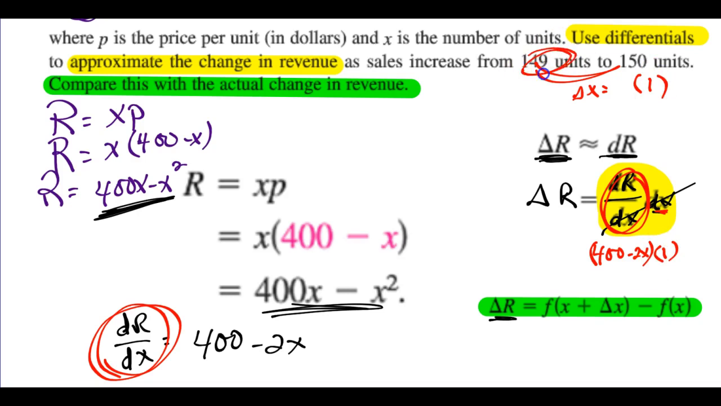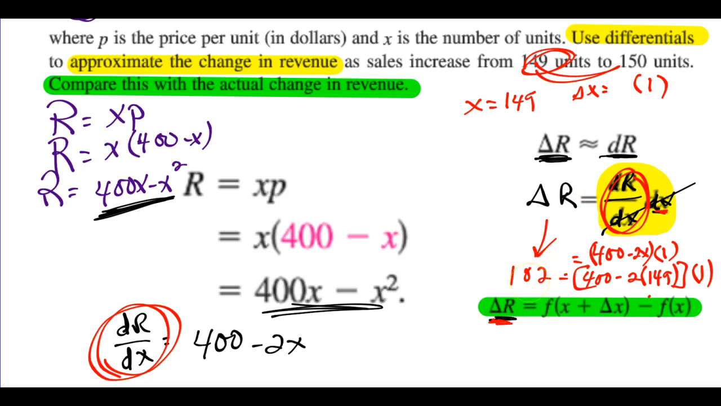And we know x starts at 149. So I'm going to plug in 400 minus 2 times 149 times 1. And I have a nice dR value. I think this turns out to be 102. So dR is 102. So now we're going to go find delta R, and hopefully we get something similar.